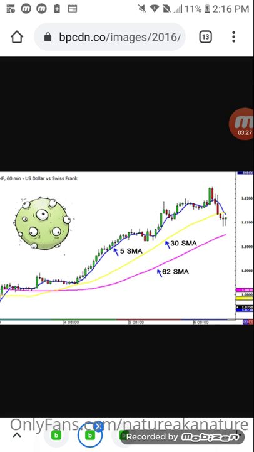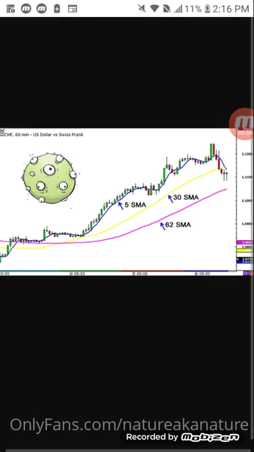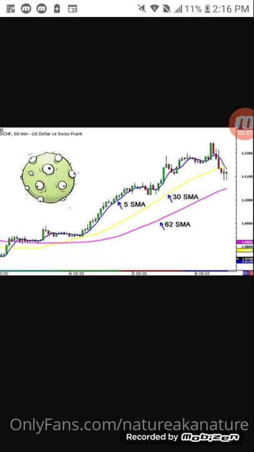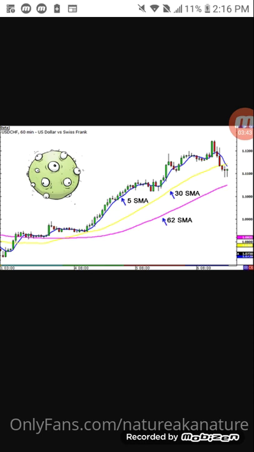So sometimes that's why they use the 30 and the 62. We also use the 10 SMA or the 12 SMA, and we'll explain that. But in the example, you see the 5, the 30, and the 62 SMA.